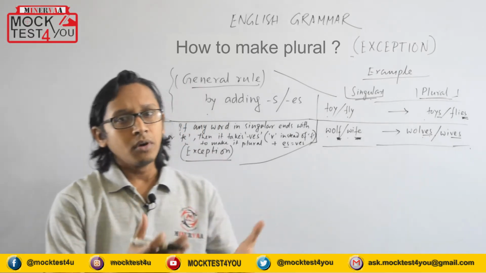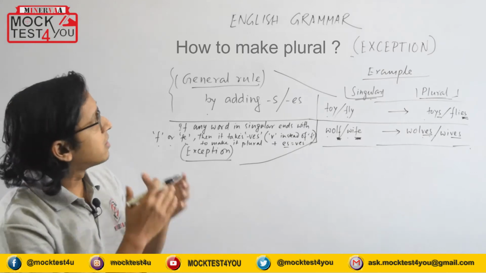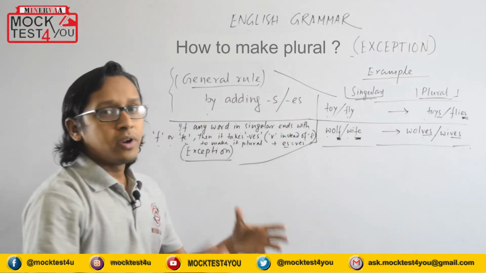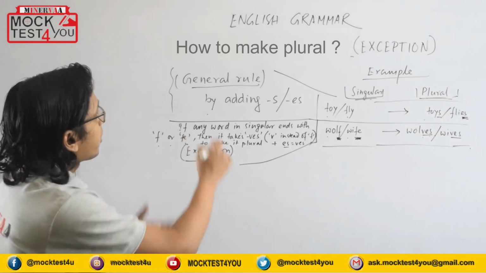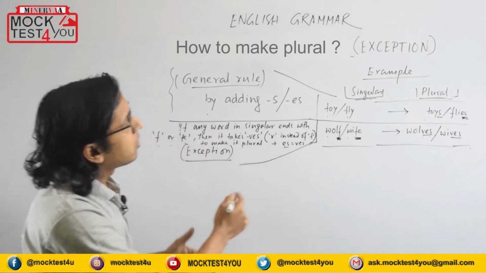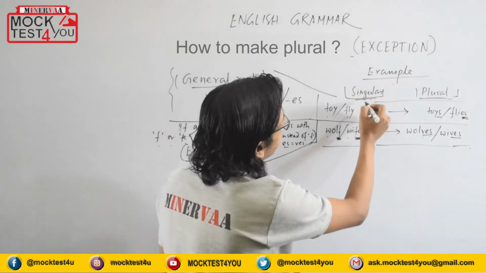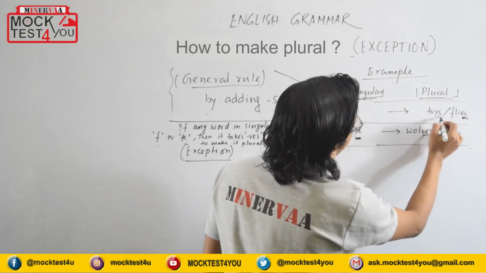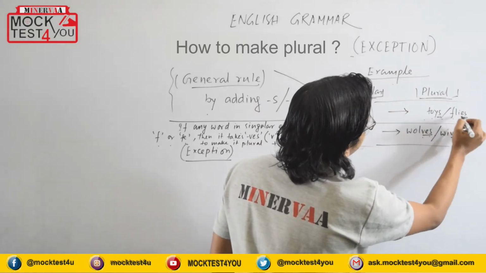Today we are going to learn an English grammar trick. Particularly, it's language: how to make plural, and we are going to learn about the exception. What is the general rule? By adding s or es, this is the general rule. So if we look at the example in the singular, toy or fly, then to make it plural, add s or es: toys and flies, so s and es.